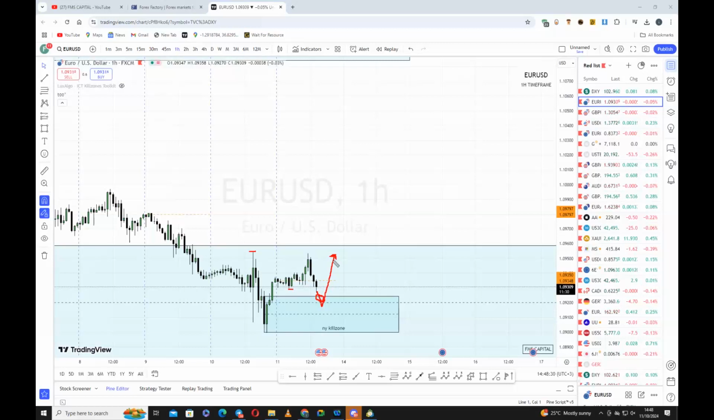But for GU, I think it won't remove that low, so that's why I'm in the other one. But nevertheless, even if I'm stopped out, I'll still wait because I always believe the London close kill zone for the most part complements my setup. Nevertheless, let's see what the market will present.